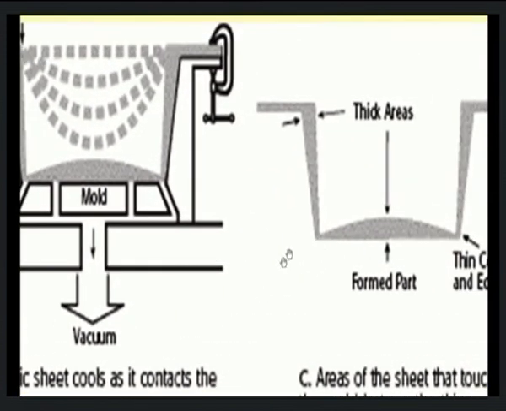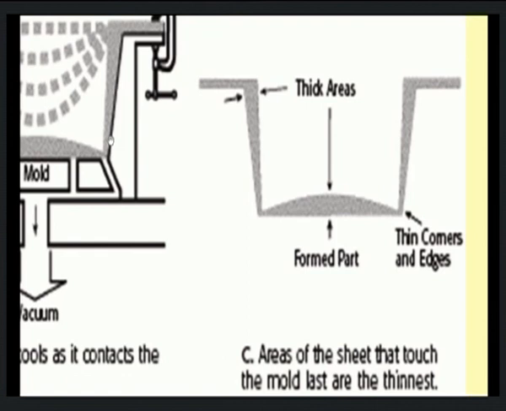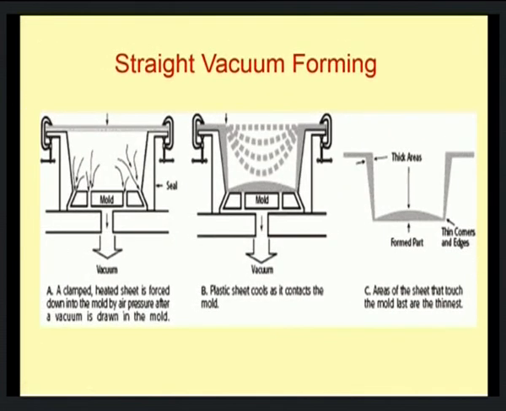In the next step, as and when it contacts the mold, it gets cooled down, therefore, it gets solidified. As a result, a solid product is formed. Now, areas of the sheet that touch the mold last are the thinnest. Therefore, thinning takes place. You could see the product thickness is not uniform. These are the thick areas. These are the areas where the plastic sheet touches for the first time, whereas these corners, the plastic sheet would touch at a later time. Therefore, thinning takes place. This is one of the serious drawbacks with respect to straight vacuum forming.